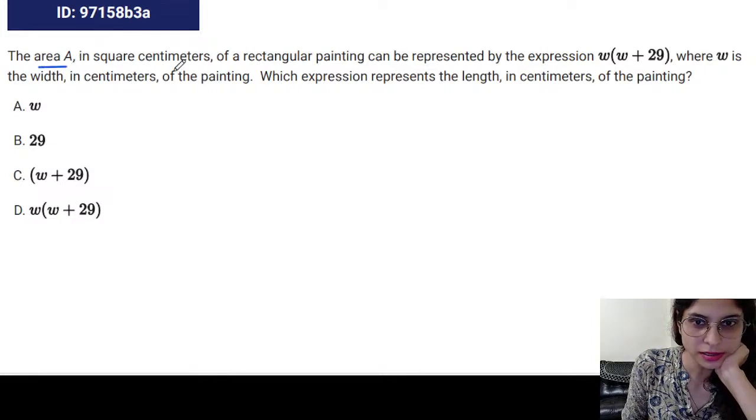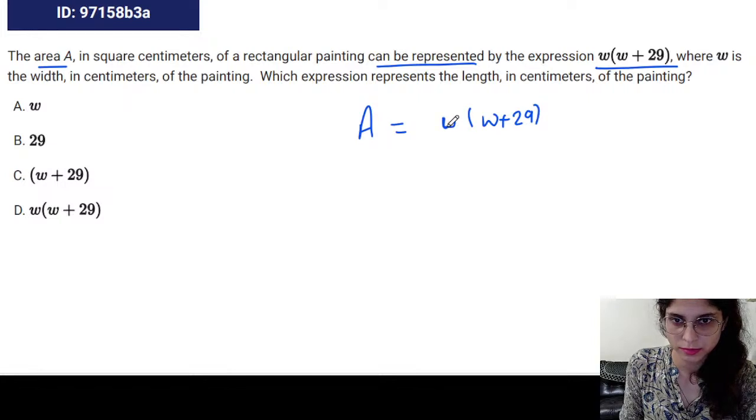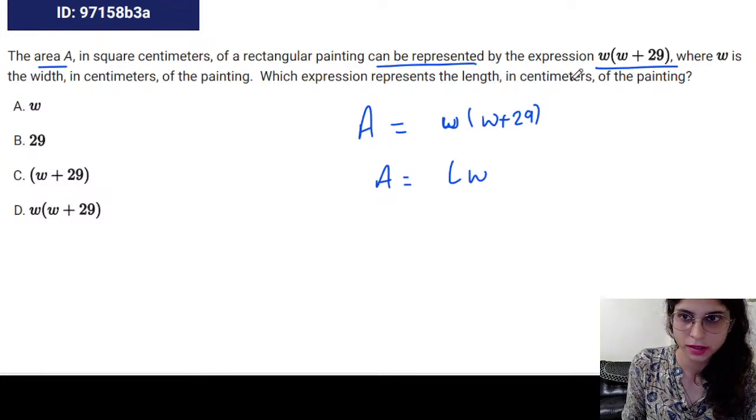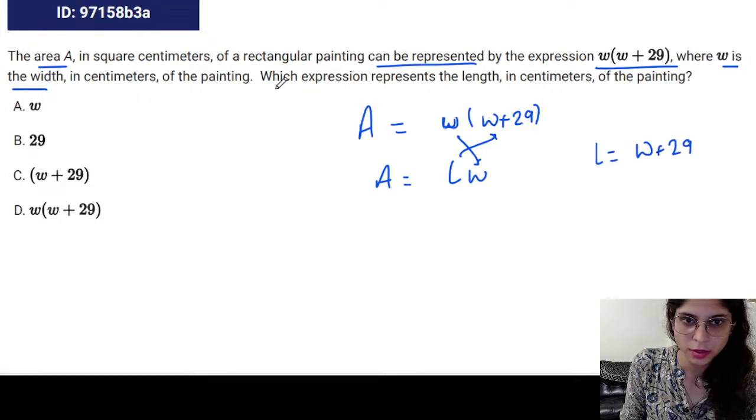So area can be represented by W times (W plus 29). That means area A is equal to W times (W plus 29). And we know area is length times width. W is the width. So if W is the width, that means my length has to be W plus 29. Which expression represents the length? W plus 29.